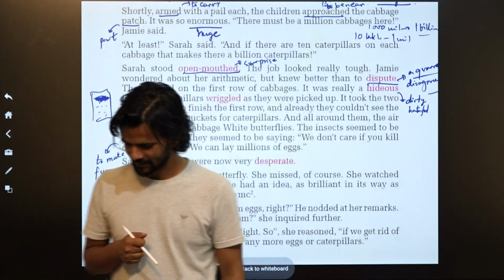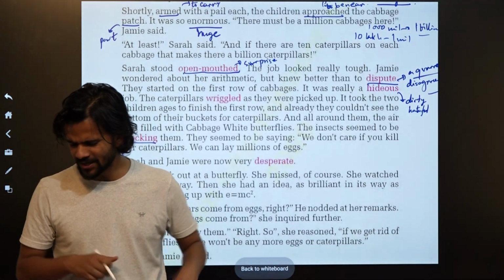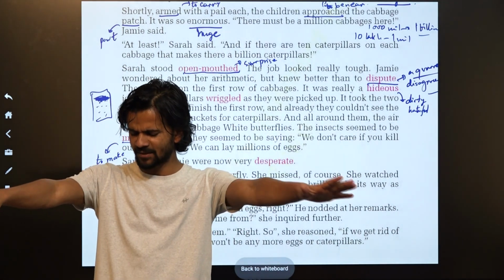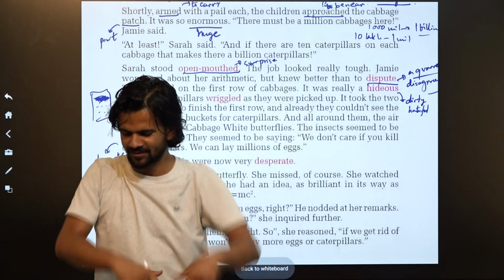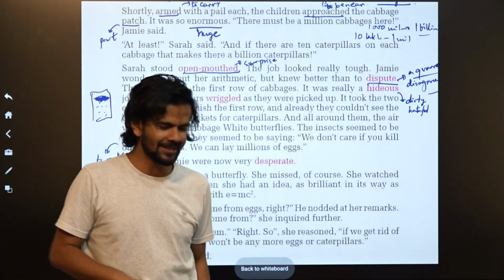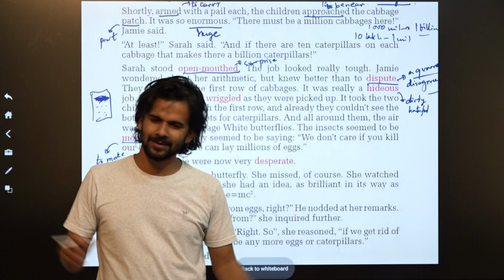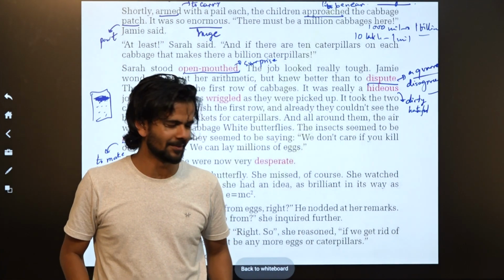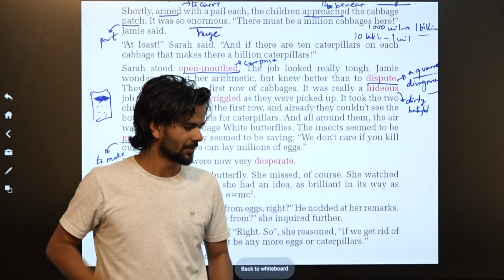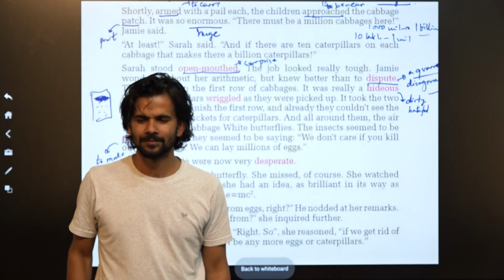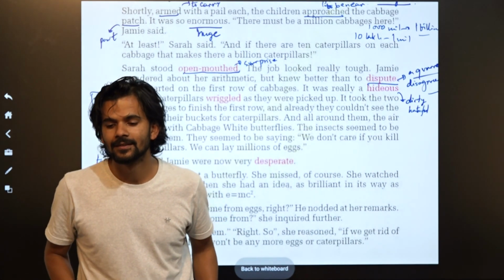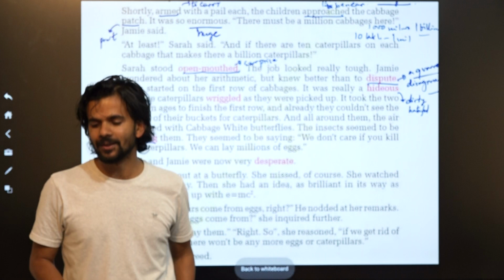They seem to be saying, we don't care if you kill our caterpillars, we will lay millions of eggs. Kill as many as you want. We will happily reproduce some more. That's the way they were trying to mock.